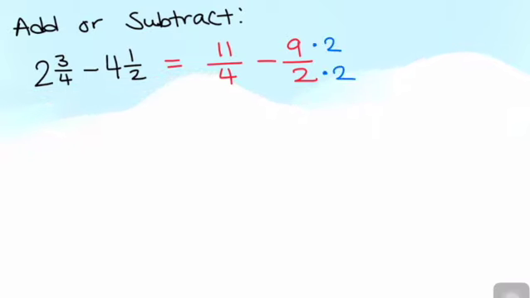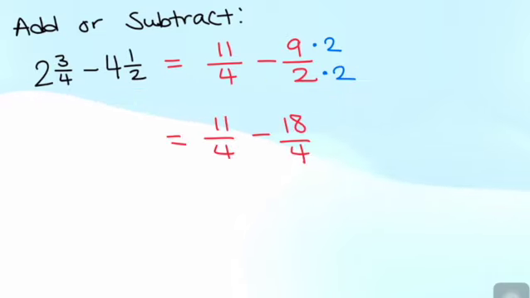I need to get a common denominator. And in this case, just because the numbers are a little bit smaller, I can kind of see by looking at it, I can turn this 2 in the second fraction into a 4 if I just multiply by 2. So I'll do that to the top and bottom. And 9/2 turns into 18/4. So 11/4 minus 18/4. 11 minus 18 is -7. Denominator stays a 4. So -7/4 is my answer.